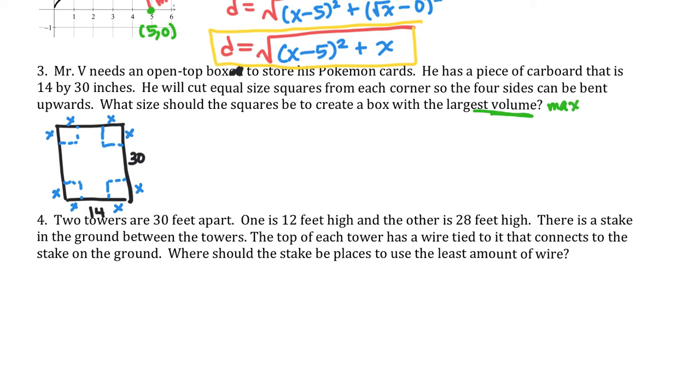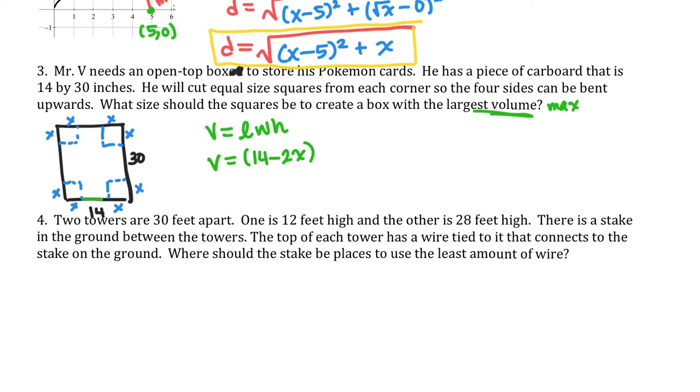Let me think volume here. This is a box, a rectangular prism, so we'll go with length times width times height. What is the length of this box? Depending on your perspective on length, let's go with this one. The entire length of this cardboard is 14, but he's going to cut out this little x and this little x. So the length is 14 minus x minus x, which is 14 minus 2x. That's from here to here.